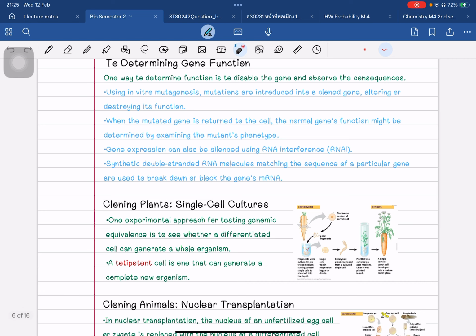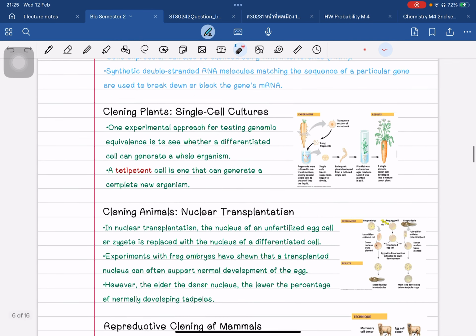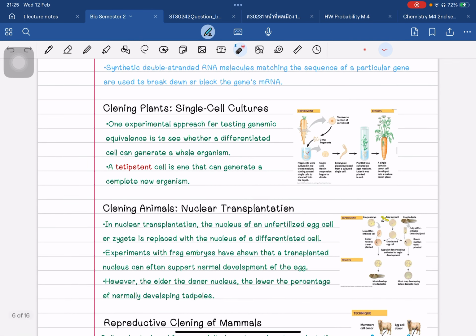Gene expression can also be silenced by using RNA interference, or RNAi. Synthetic double-stranded RNA molecules that match the sequence of a particular gene are used to break down or block the gene's mRNA. Then we're going to talk about cloning plants, which is single-cell cultures.